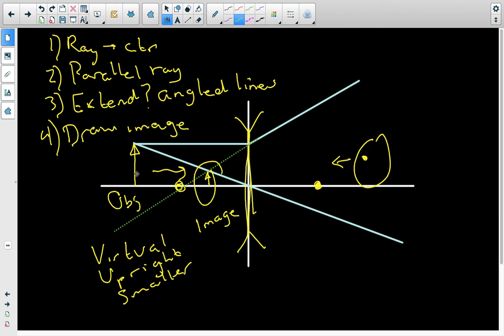And remember, drawing the image, you start from the principal axis and go to the intersection. And that allows you to determine if it's real or virtual. If you had to extend those lines backwards, it's virtual. If it appears the same way as the object, then it's upright. And you can make a judgment as to whether it's bigger or smaller.